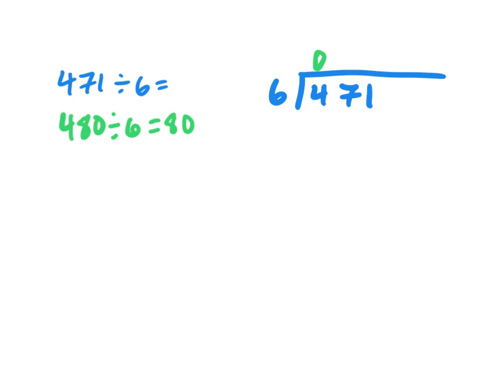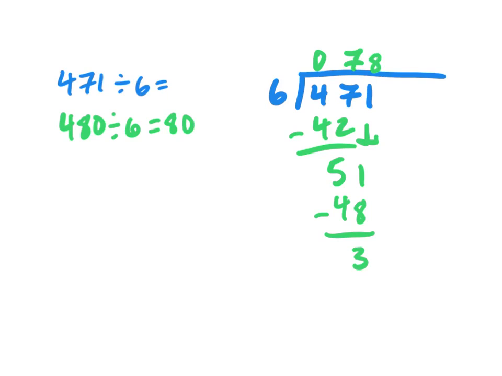Now 6 times 8 is 48, so that's too big, so I have to go with 6 times 7, which is 42. I'm going to subtract it, I'm left with 5, and then I can bring down this 1. All right, 6 goes into 51 8 times. 6 times 8 is 48.